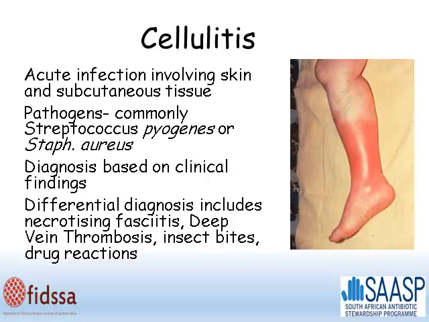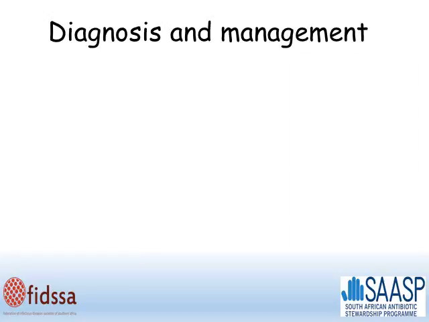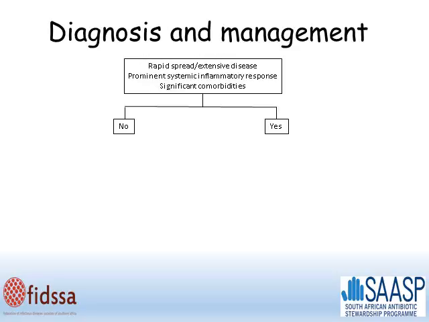The differential diagnosis is important. We'll be covering necrotizing fasciitis later, but you must consider deep vein thrombosis, insect bites, and drug reactions. In terms of diagnosis and management, you first need to assess the severity of the condition. Ask yourself, is there rapid spread or extensive disease? Are there prominent systemic inflammatory responses or significant comorbidities?